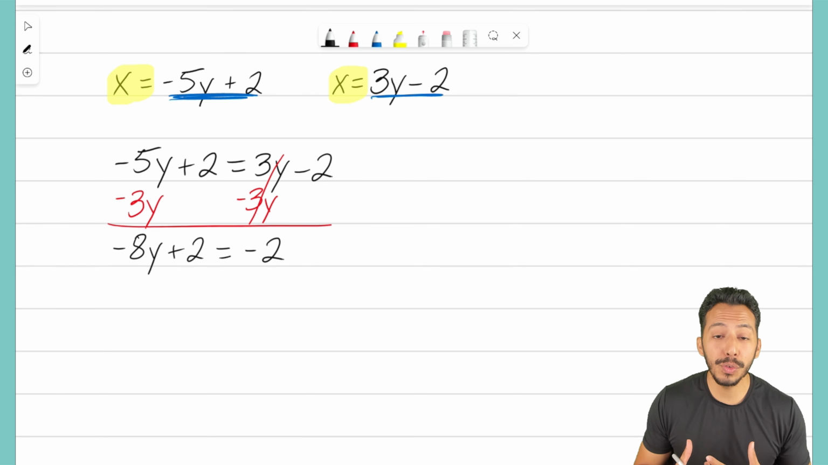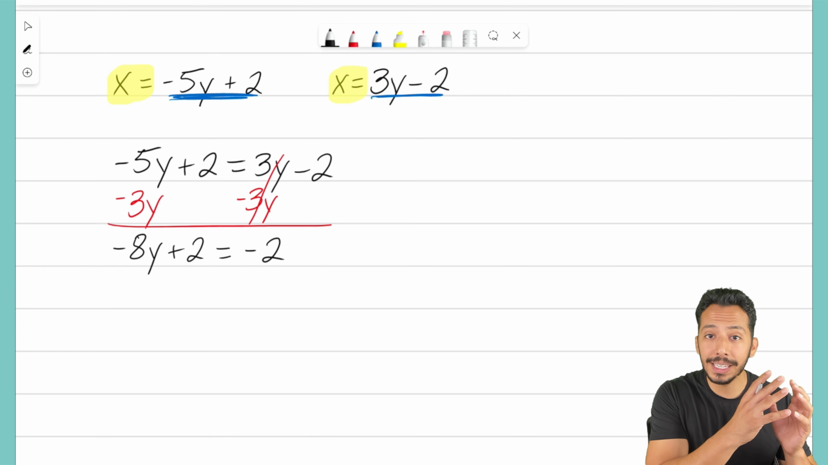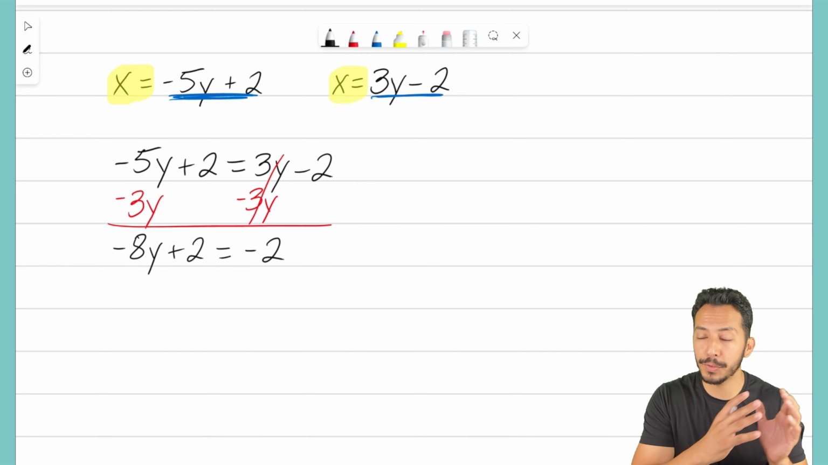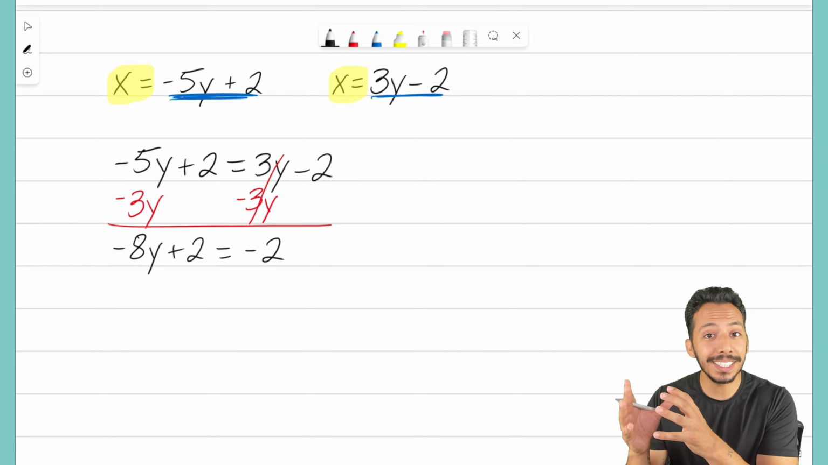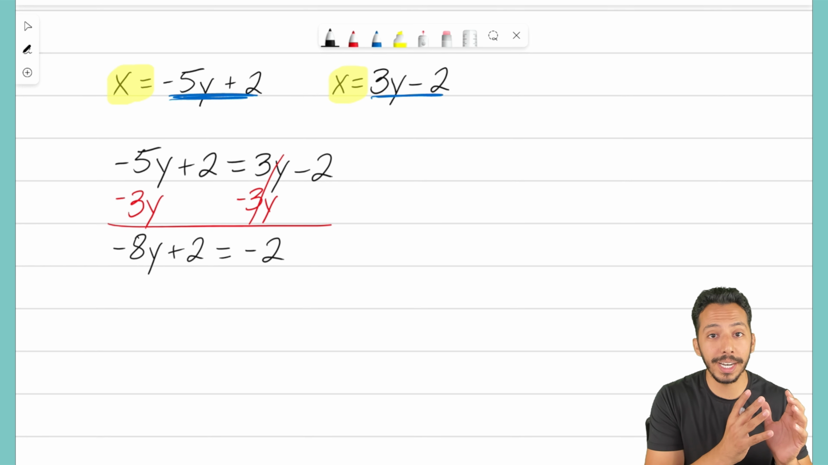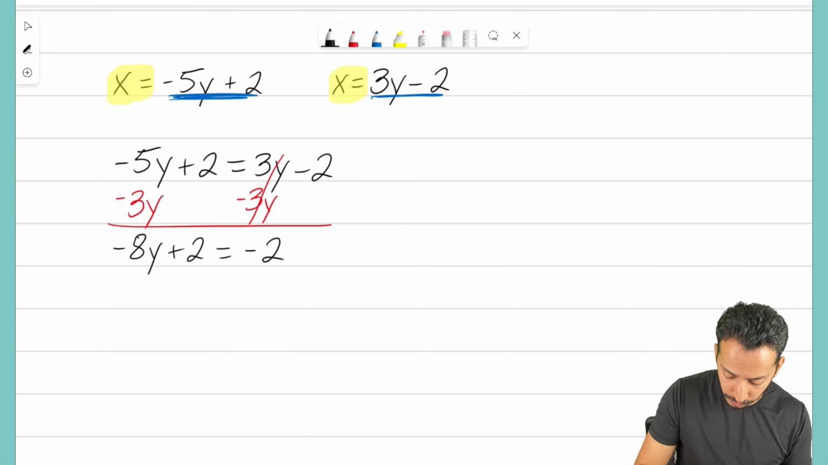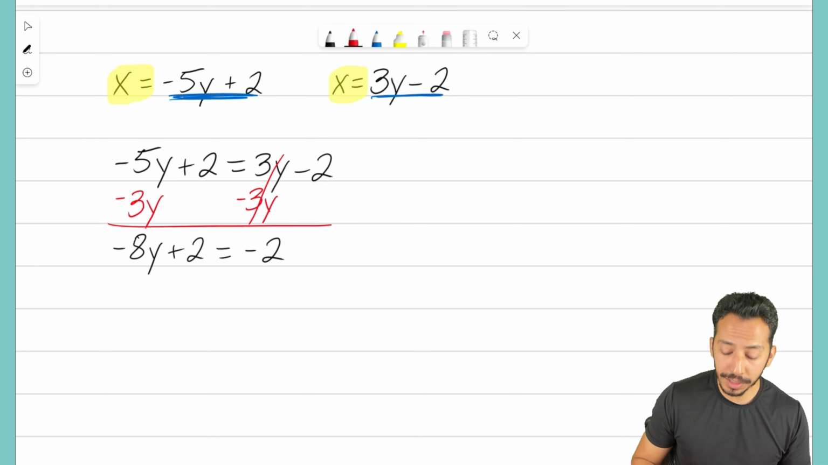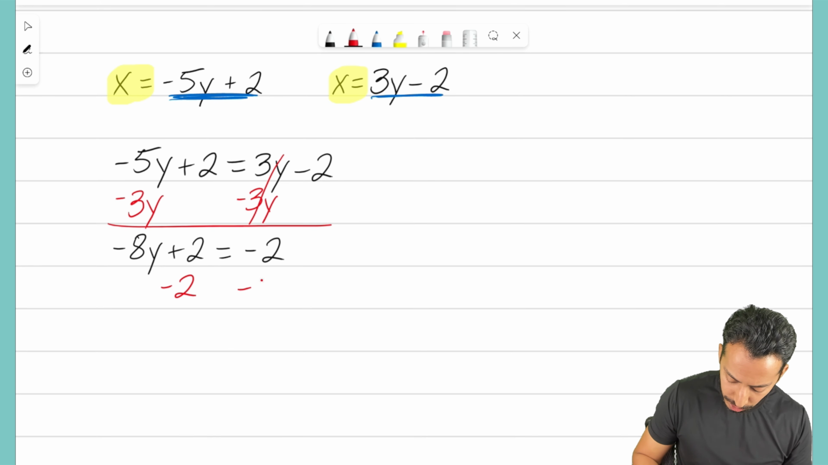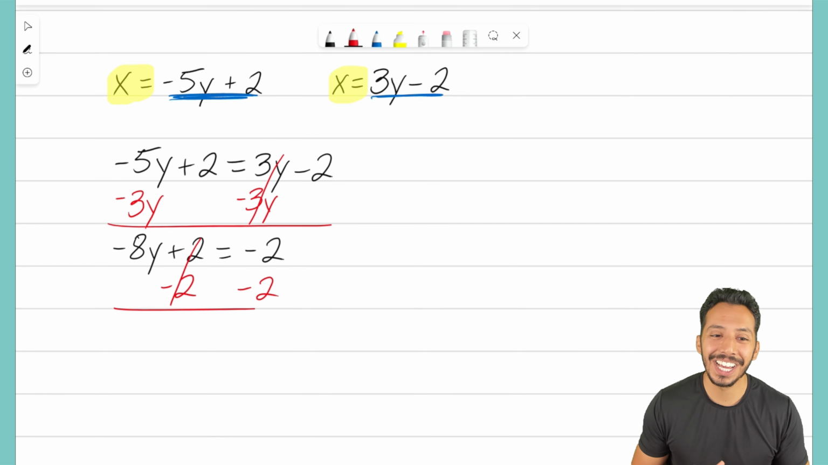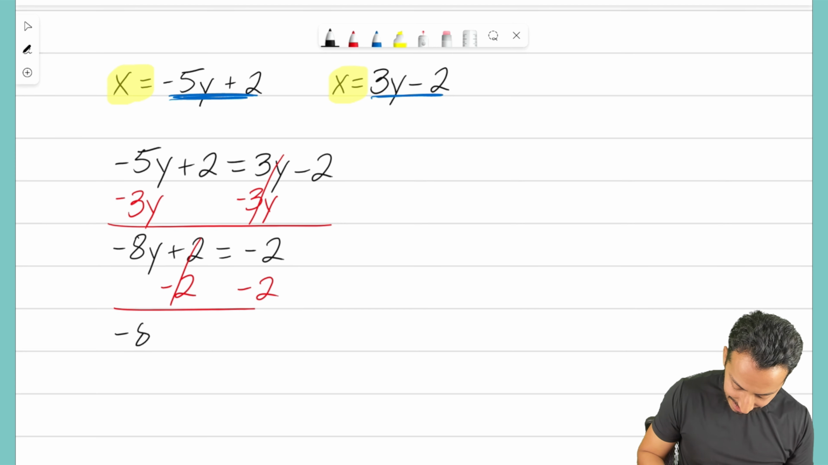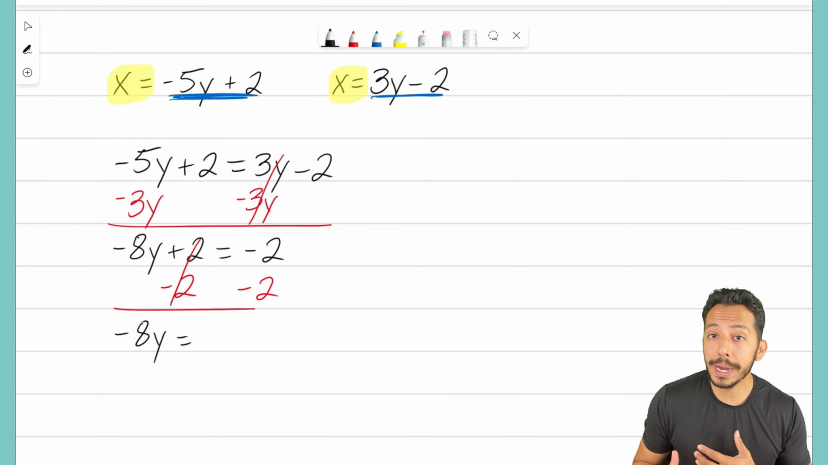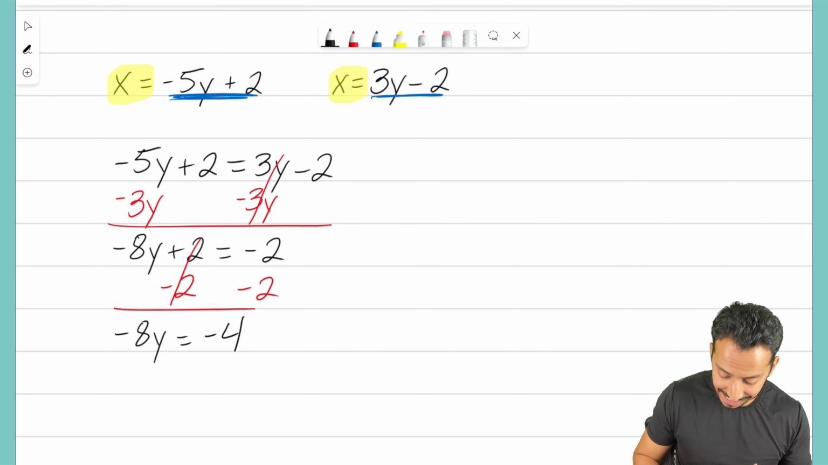Now, since I moved my variable from the right side over to the left side, we got to move our positive 2 over to that right side. We want to move our constant over. So if I added 2 here, then I'm going to need to subtract 2 on both sides. Those are going to zero out on the left side. That's what we want. It's going to equal negative 8y, and that will equal negative 2 minus 2. That gives us negative 4.